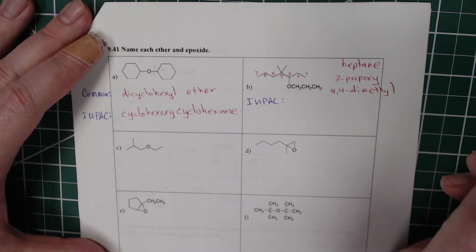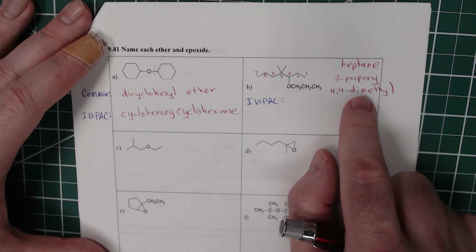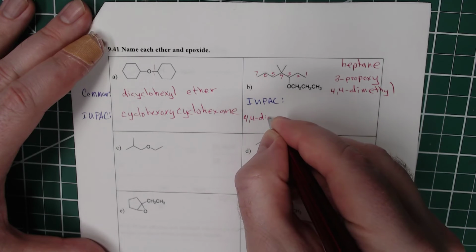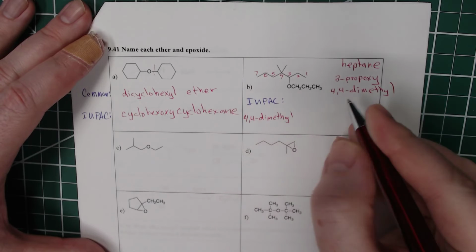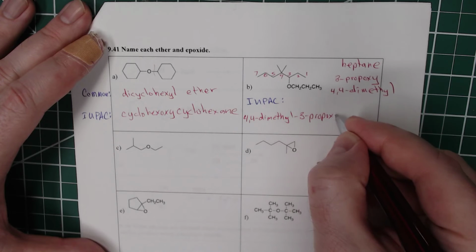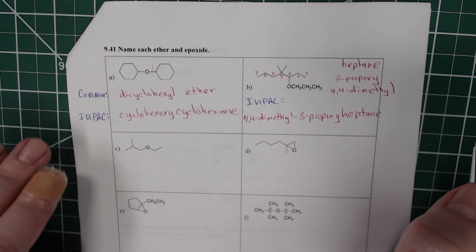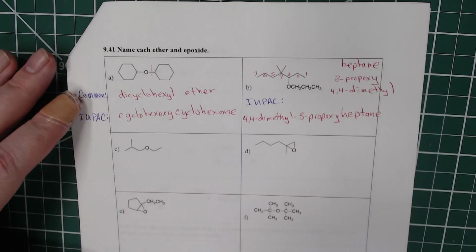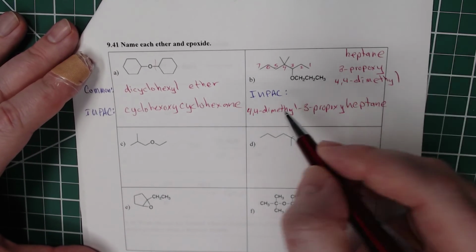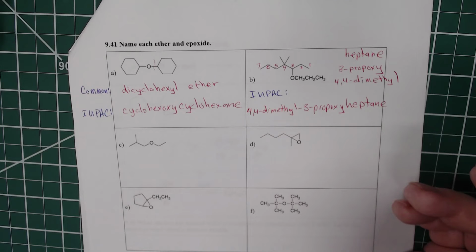All right. And then we need to decide what's going to go first. Well, M comes before P alphabetically. So we're going to do the 4,4-dimethyl first. So 4,4-dimethyl-3-propoxyheptane. And that is the name of that compound. As I mentioned, there's not really a common name for it because for the 4,4-dimethylheptane, there's not a quick and easy name for that.